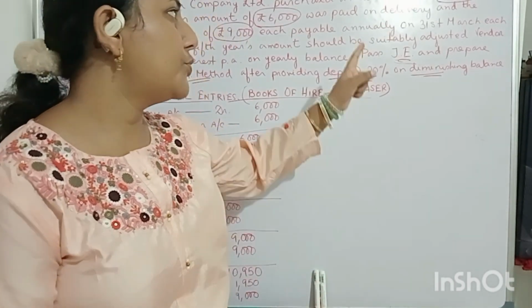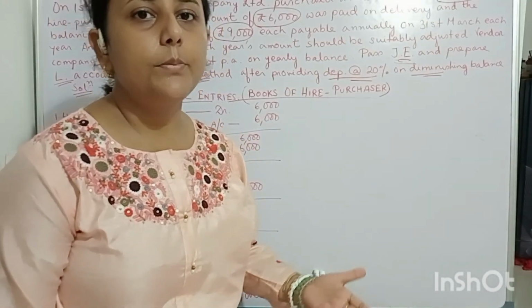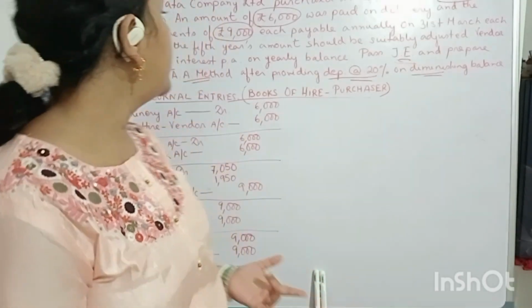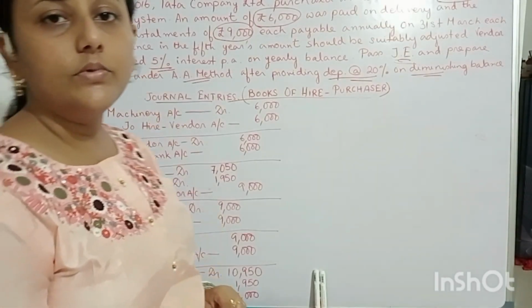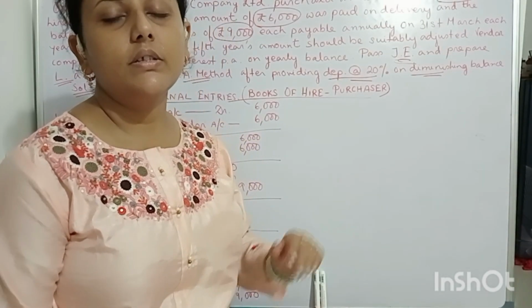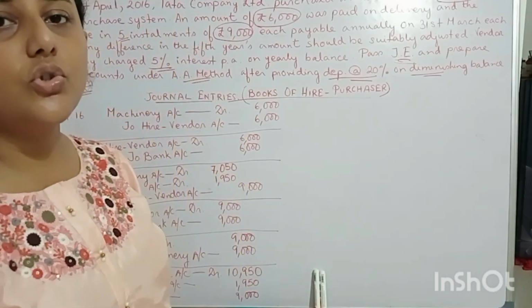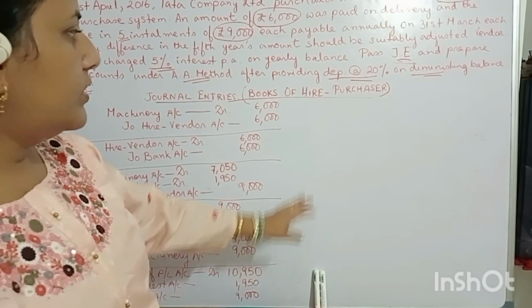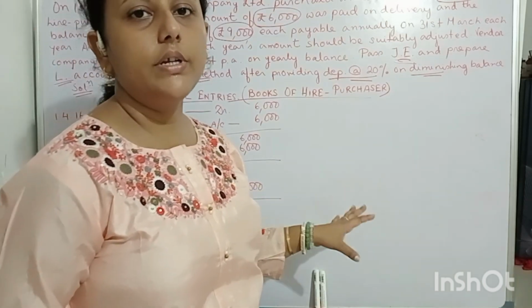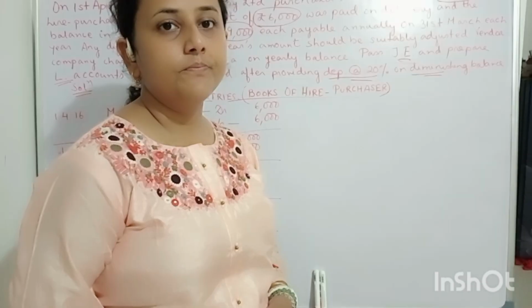Yes or no? The cash price is given, less down payment. Then you have to add interest at the rate of 5%. Then you have to deduct the first installment, then again add interest, then less the second installment. So this is how you are going to calculate the amount of interest. You are going to do it by yourself.